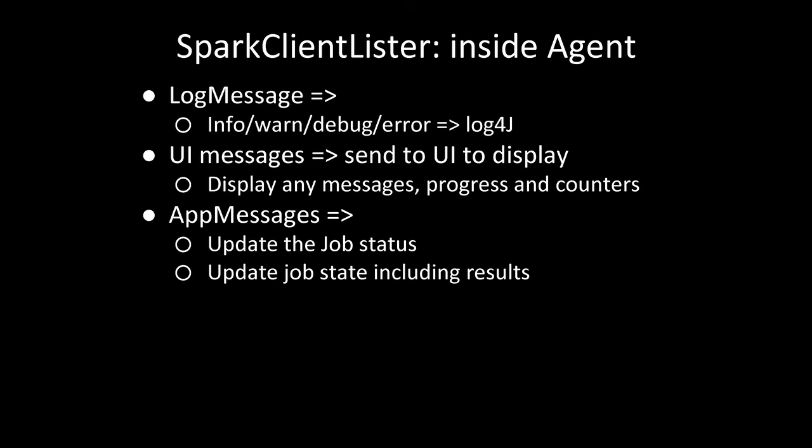Once it gets the log message, we directly send it to Log4j, and we're just logging on our client side. If it is a UI message, and we see it's a progress bar, we display a progress with the tracking URLs. If it is a counter, we display a counter. So there are all kinds of things you can display. And if it is an application message, we essentially update the status of the job and all the other things.